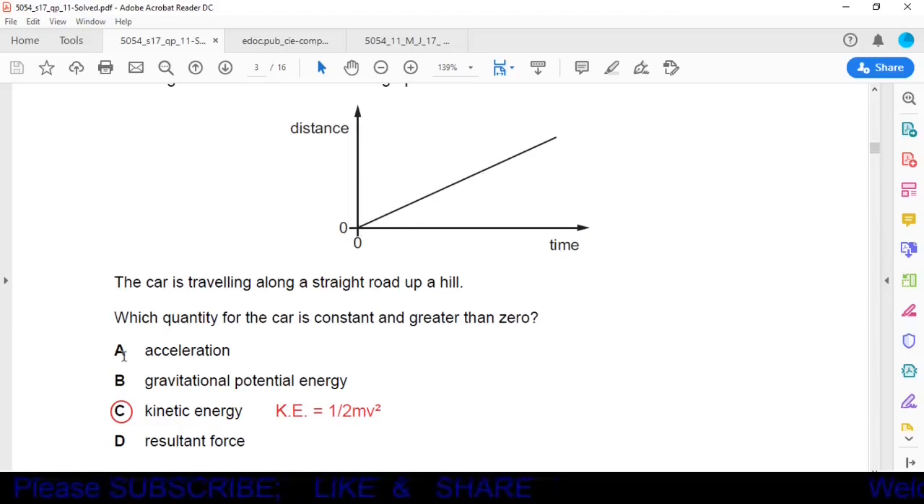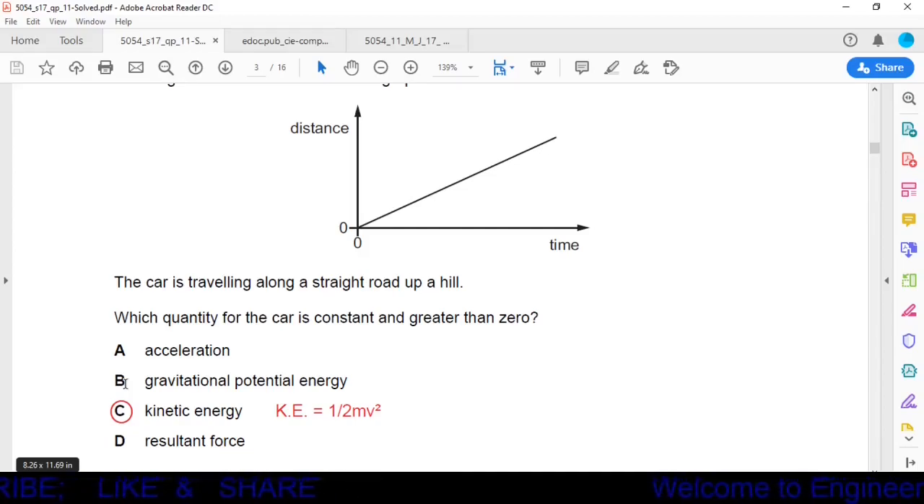Now we read our options. Option A, acceleration. Acceleration means rate of change in velocity. Here velocity is constant, so there is no acceleration. Acceleration is 0. Option B, gravitational potential energy. Gravitational potential energy is given as mgh. Here there is no concept of velocity, so option B is not possible.